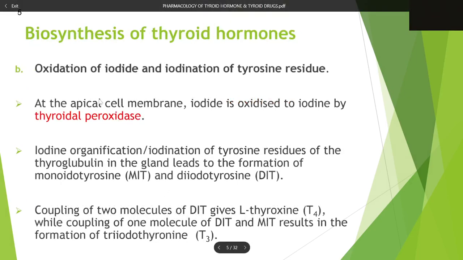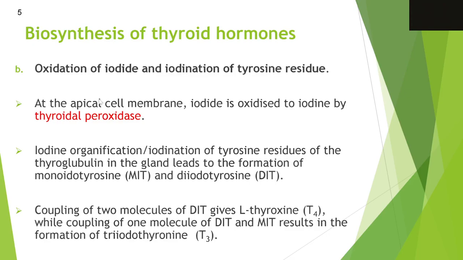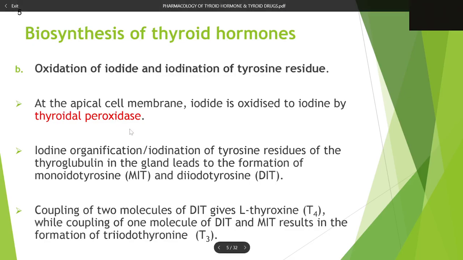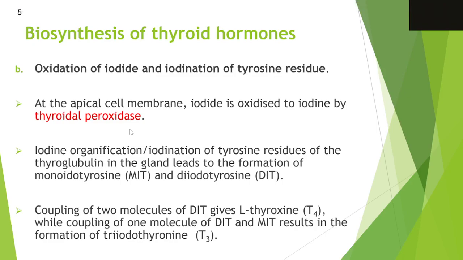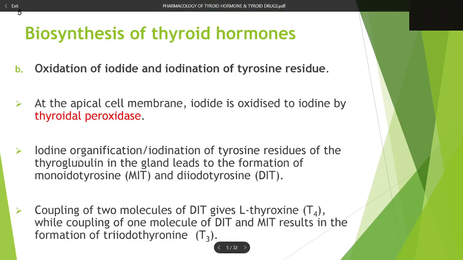So the next step is the oxidation of iodide and iodination of tyrosine residue. Now, at the apical cell membrane, iodide is oxidized to iodine by thyroidal peroxidase. So the enzyme involved in the oxidation of iodide to iodine is thyroidal peroxidase. Now, iodine organification or iodination of tyrosine residue of the thyroglobulin in the gland leads to the formation of monoiodotyrosine, that's MIT, and diiodotyrosine, which is DIT.